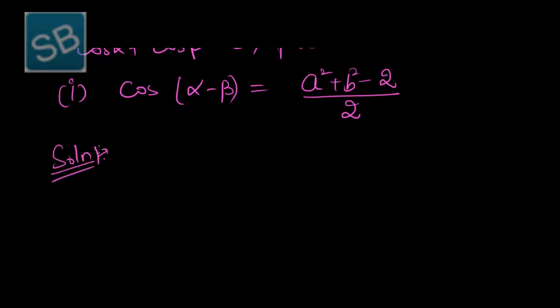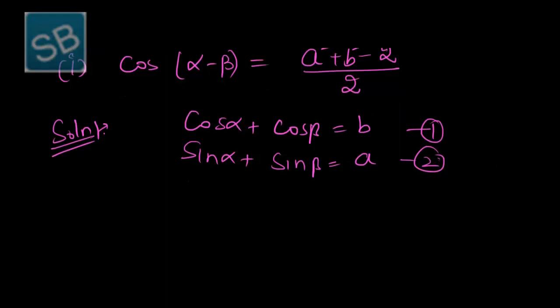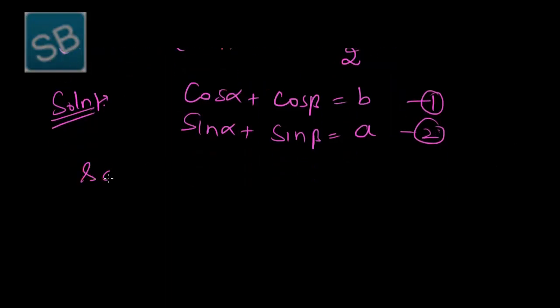As we have cos alpha plus cos beta is equal to B and sin alpha plus sin beta is equal to A. This is number 1, this is number 2. So squaring and adding 1 and 2, because we have to get the value of cos alpha minus beta. Just see.